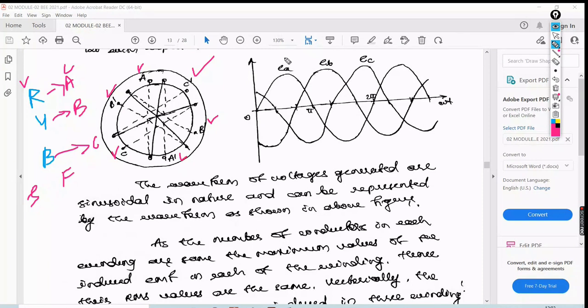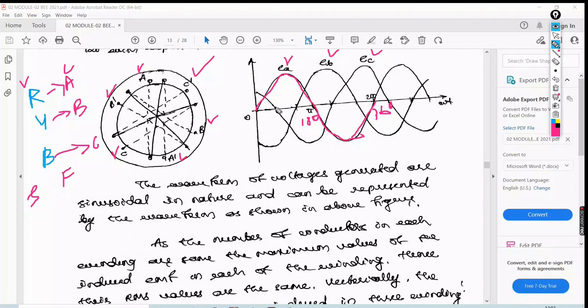With respect to the A phase, then B phase, then C phase, all have a displacement of how much? A 120-degree displacement. This is the R phase, taken from 0 to pi, which means 180 degrees, and then this is 360 degrees. This is one complete cycle.